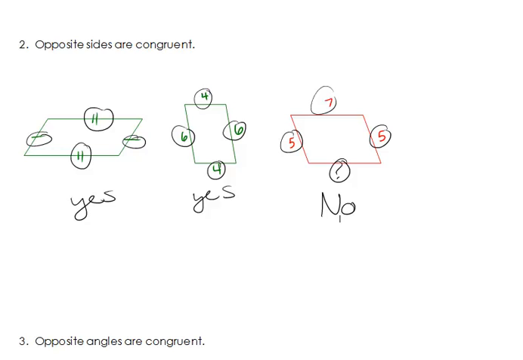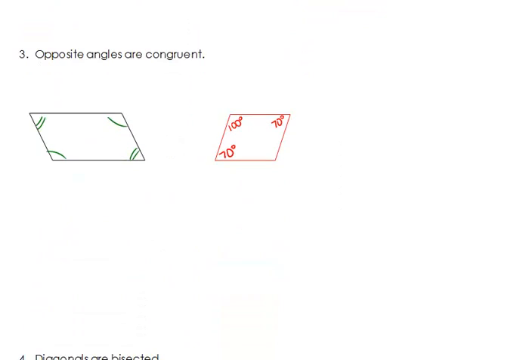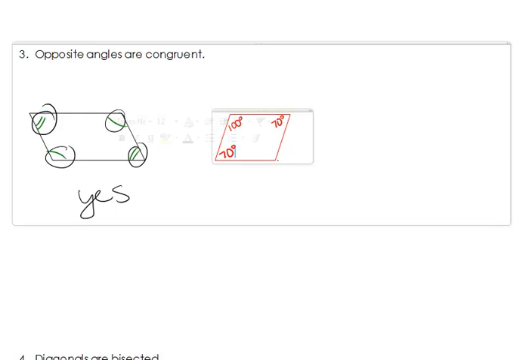For the third property of a parallelogram, that opposite angles are congruent. If you look at the one on the left, we have double mark and double arc in the corners, so those opposite angles are congruent. Single arc in the bottom left and upper right, so those are congruent. So yes, we have opposite angles are congruent. For the second example, notice there's something missing. This bottom angle is not labeled.